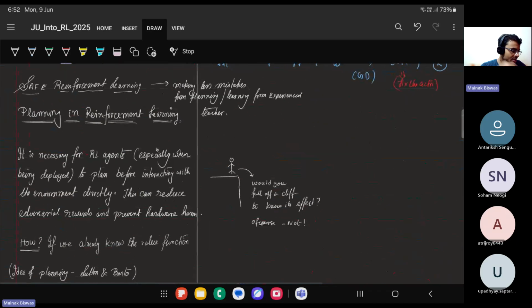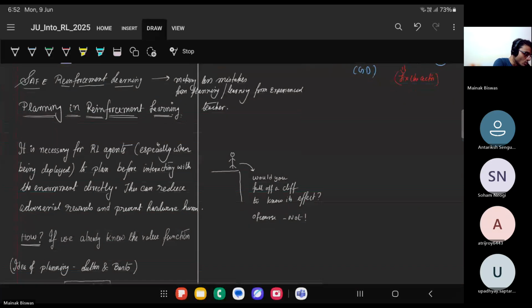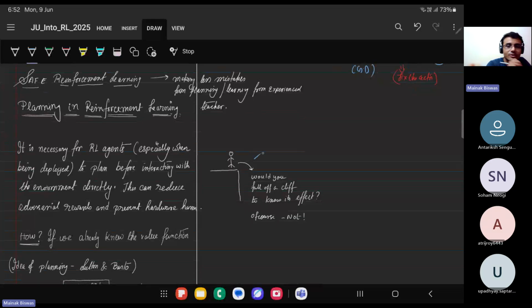So let's see what planning is. The high level view of planning goes as follows. Say you are going to take a decision or take an action, which will take you to another state. Fine, but you may get a very, very negative reward when you take an action, which may end the life of the actor itself. So for example, would you jump off the cliff to see what reward you got? Because it may break your bones and in the worst case can kill you, right?